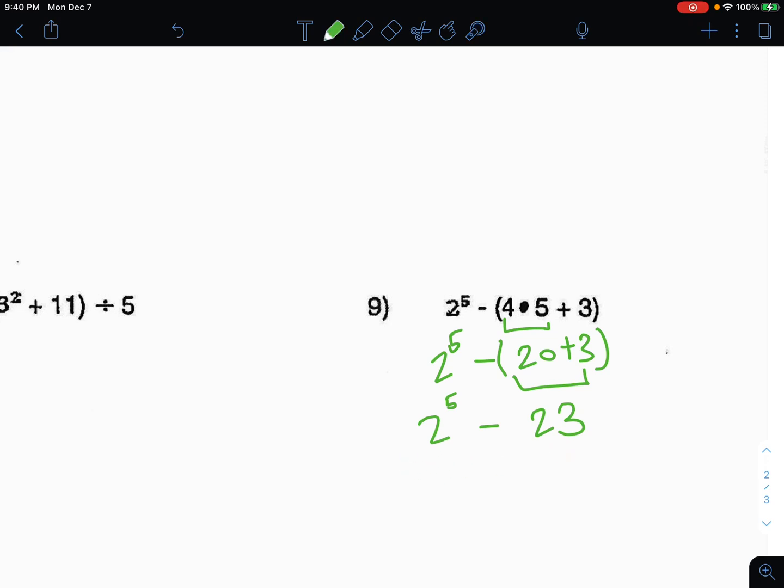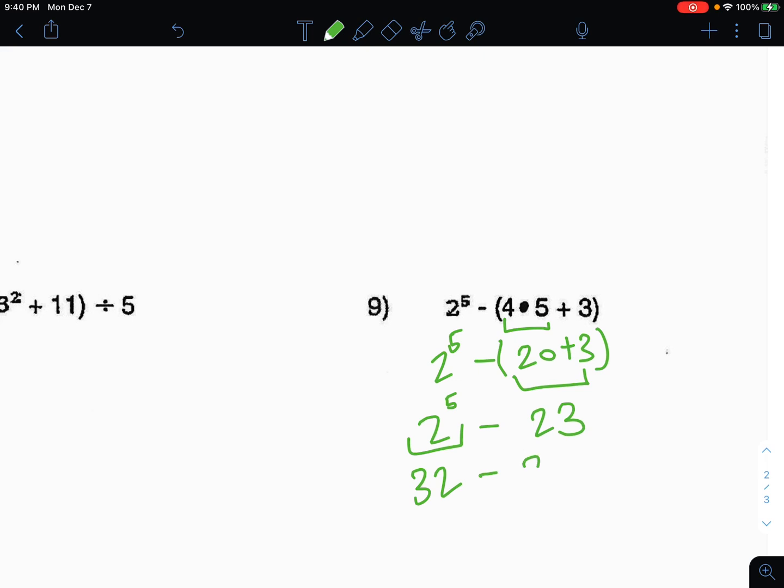Now 2 to the 5th is not 10. It's not 2 times 5. It's 2 times 2 times 2 times 2 times 2. That's 2 five times. So I ask myself, what is 2 times 2? Well, that's 4. And times 2 again is 8. Times 2 again is 16, and times 2 again is 32. So 2 to the 5th is 32. If you can do it in your head, fantastic, by the way. If you can't, don't worry about it.